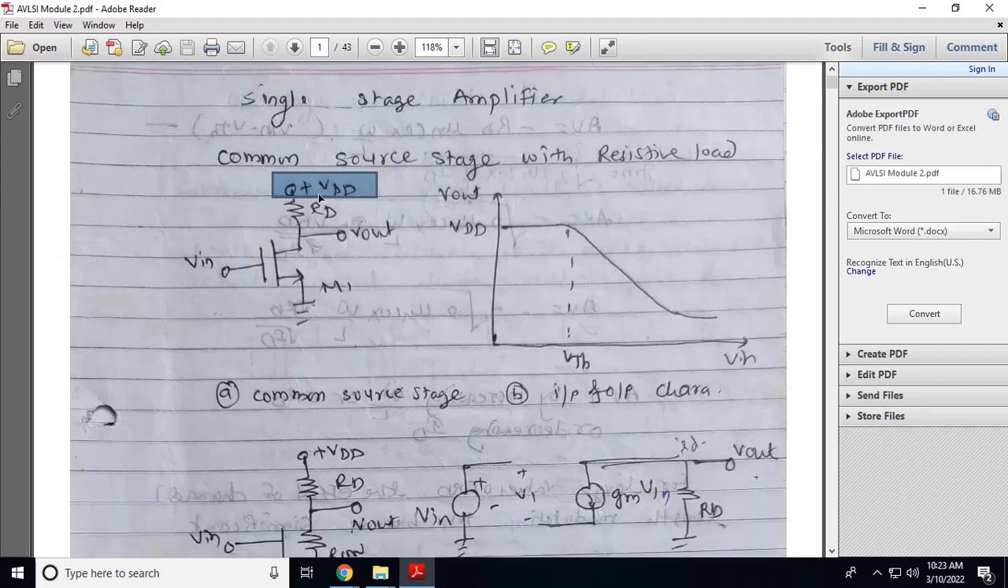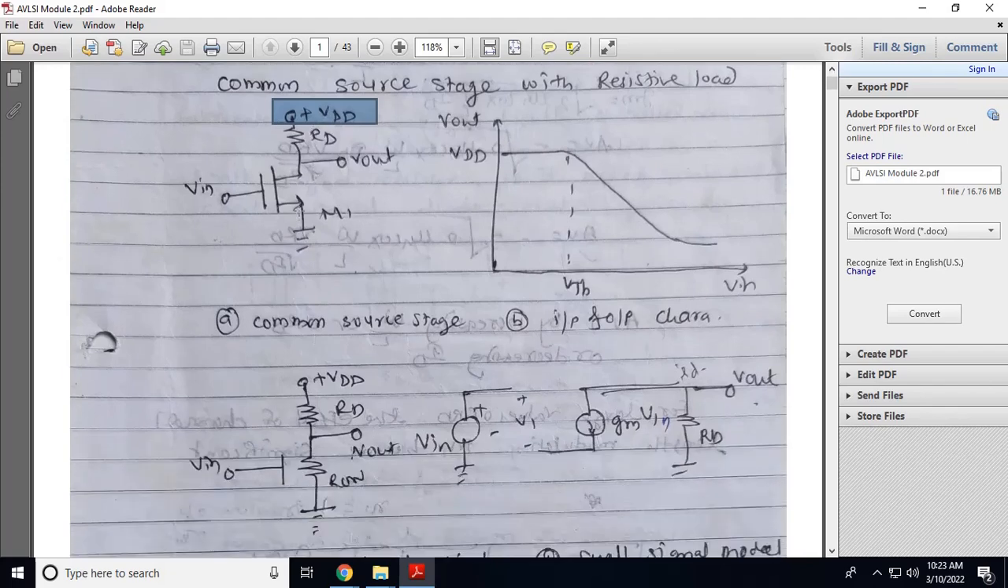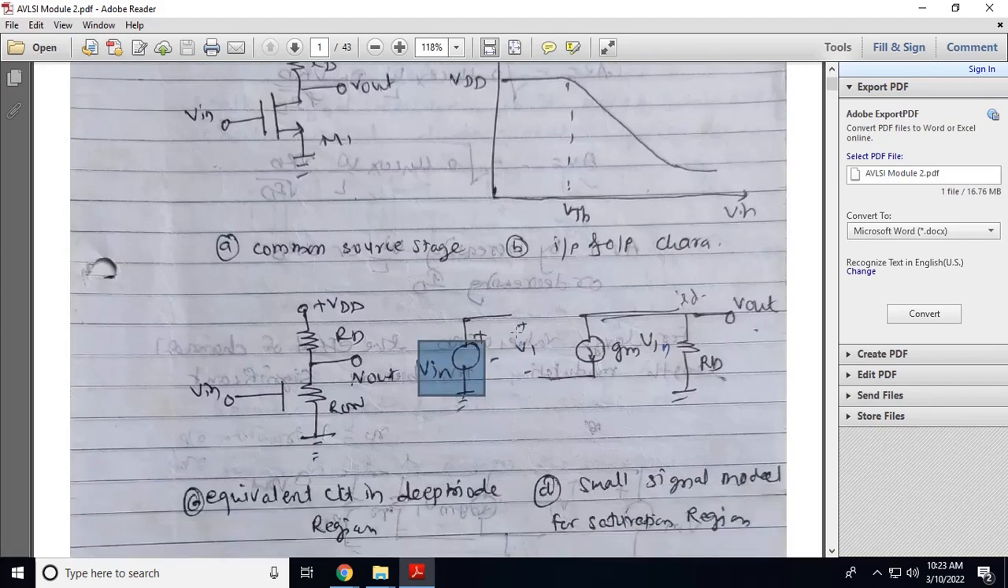So VDD is grounded and the source is common. We apply the input to the gate terminal. So this is the gate terminal, this is the drain terminal, and the source is common. Vin is here, so we can say this is V1 or VGS, the voltage between gate and source.